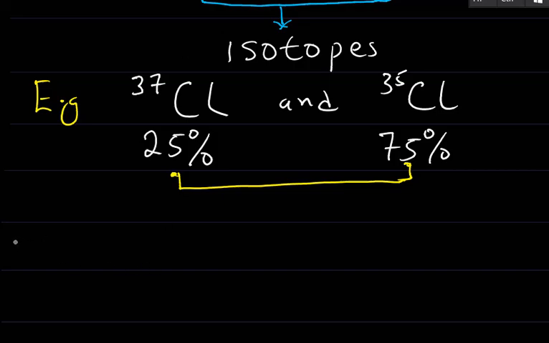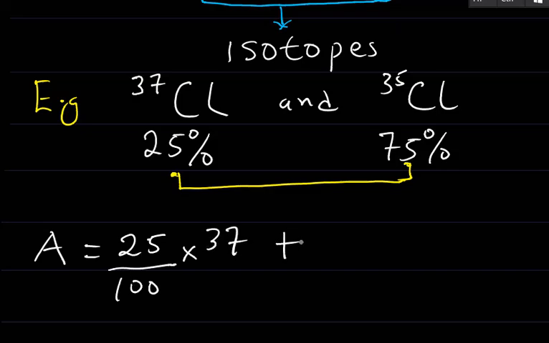And of course, let's get it. So the average atomic mass of chlorine can be calculated from these two isotopes. For chlorine-37, we have 25%, 25 all over 100 multiplied by the mass, which of course is 37, then plus chlorine-35, that's going to be 75 all over 100, then multiply by 35.